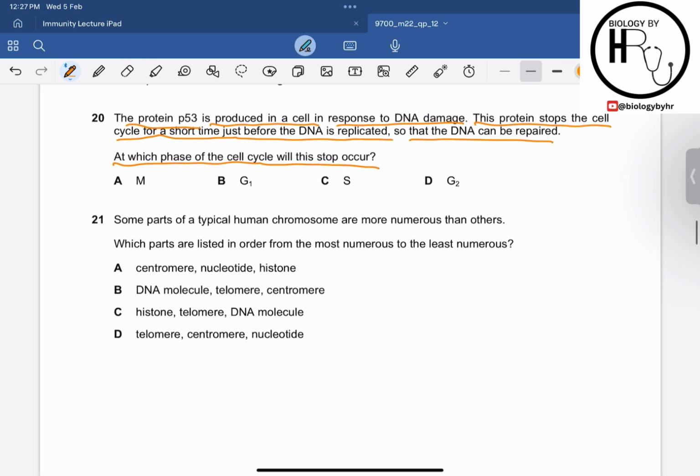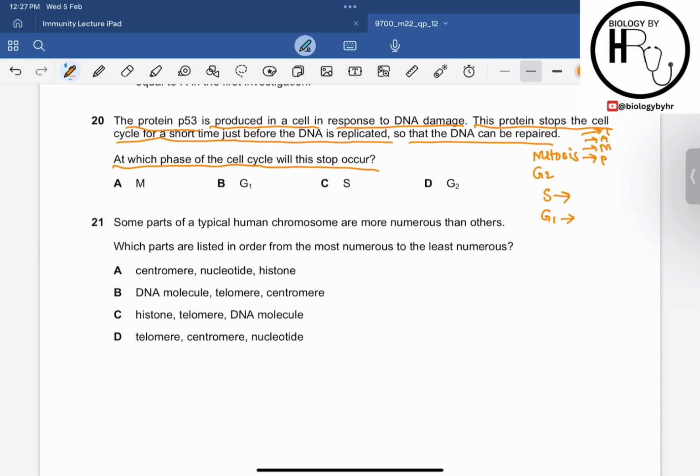Basically, the cell cycle is divided into the G1 phase, then the S phase, then the G2 phase, and then comes the whole phase of mitosis, if I am talking about the mitotic cell cycle. Mitosis has prophase, metaphase, anaphase, telophase, and then cytokinesis happens. The G1 phase is the growth phase. The S phase is where DNA replication occurs. They are saying that this protein stops the cell cycle for a short time just before the DNA is replicated. DNA is replicated in the S phase, so just before DNA replication would be the G1 phase.